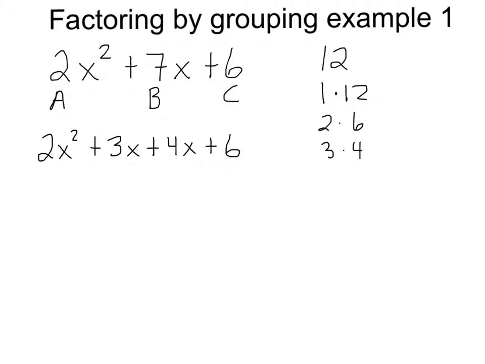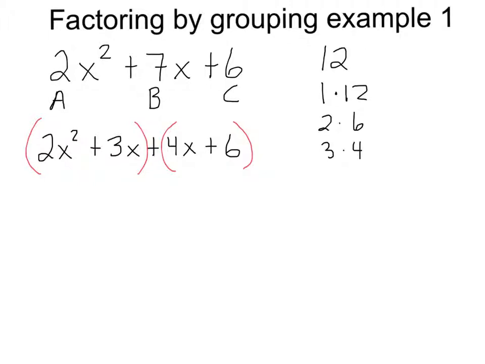Now, would you agree with me that what I have written there is the same as what I started with? Yes. Is 3x plus 4x not the same as 7x? Yes, it is. And now what we're going to do is group this. So we're going to write this in groups, in pairs of binomials. We're going to group this in a binomial, and we're going to group this in a binomial, right?